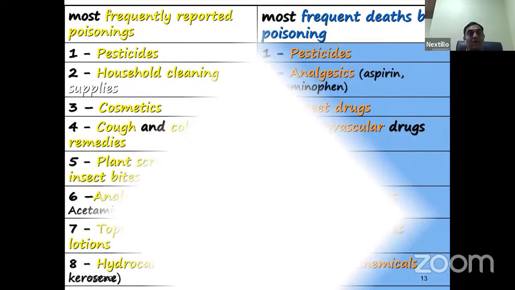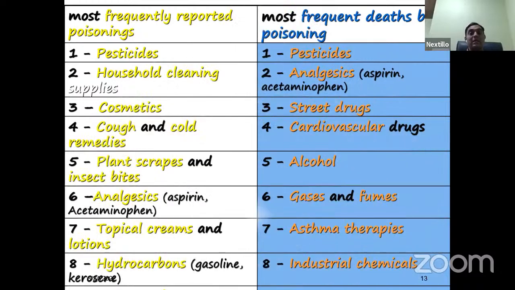This is one of the most frequently reported poisonings and most frequent causes of death by poisoning. The most common in developing countries, still number one, is pesticides. So we have to understand these pesticides in detail in future. Next, household cosmetics, cough and cold remedies, plant scraps and insect bites, analgesic overdose, topical creams and lotions. Sometimes the children may accidentally ingest them. Hydrocarbons, gasoline and kerosene may also be ingested.